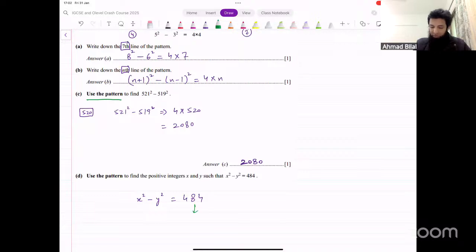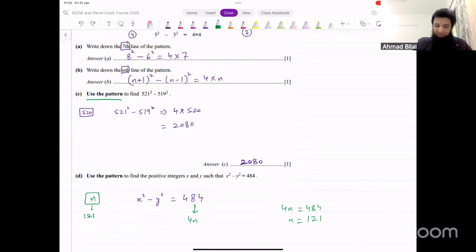This is supposed to be 4 times n, right? If it's the nth row, the number on the right side is 4 times n. We can use that to find the value of n. 4n should equal 484, and then 484 divided by 4, what does that give you? That's 121. Okay, so that means this is row number 121.